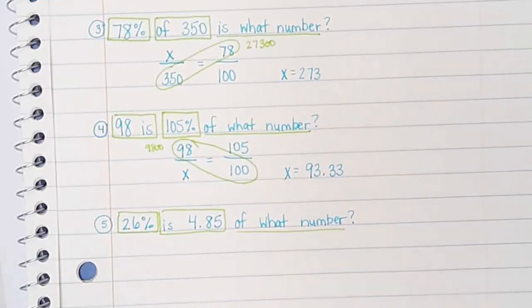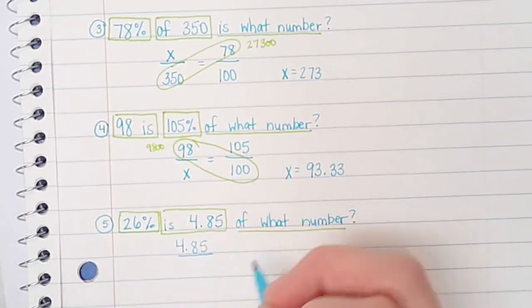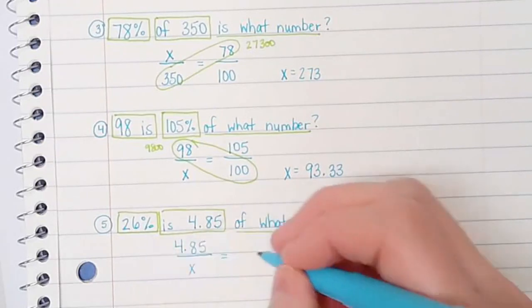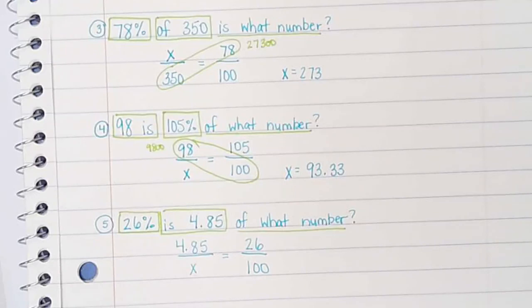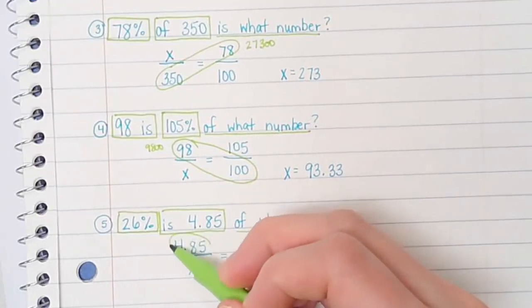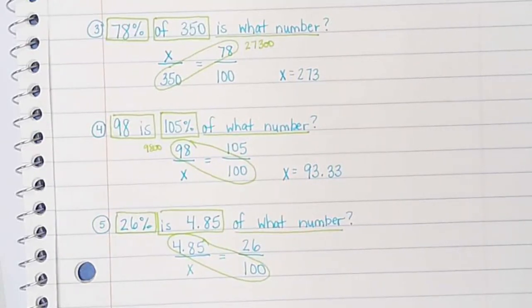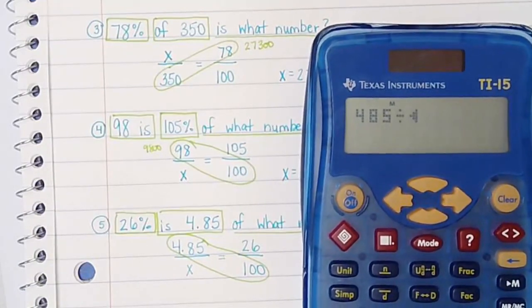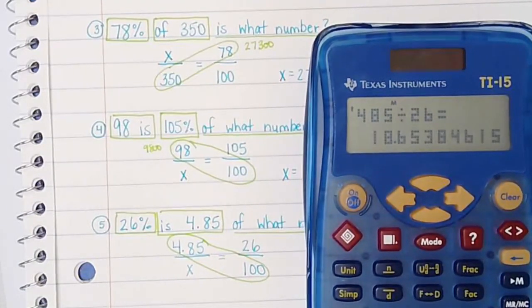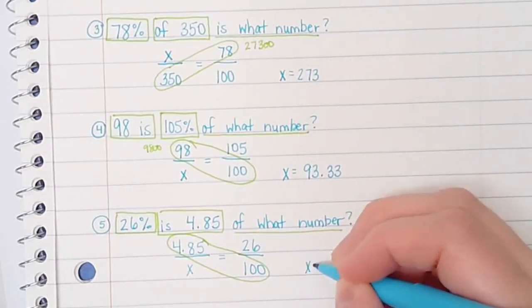So there's my is, 4.85 on top. I do not know what the of is. 26 is my percent, so it goes in the percent spot. And then it's over 100. I'm going to cross multiply. That would give me 485. So then I do 485 divided by 26. I get 18.65. I'm just going to stop after that second number. Okay?